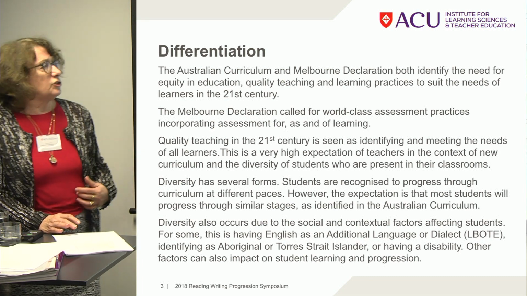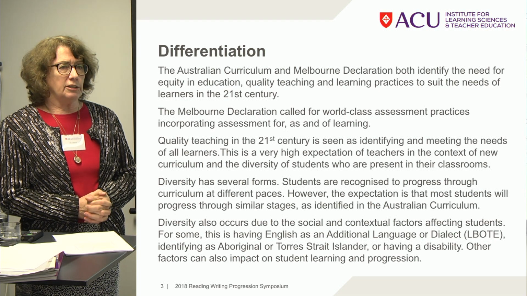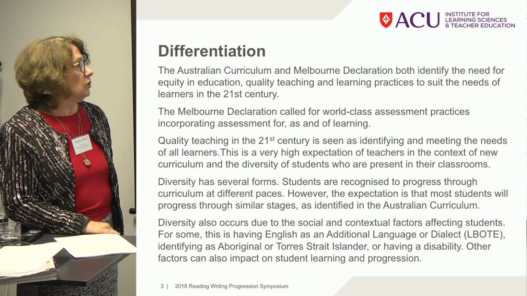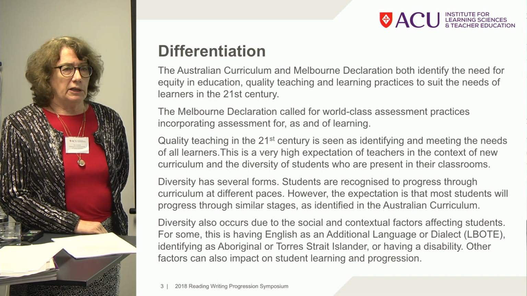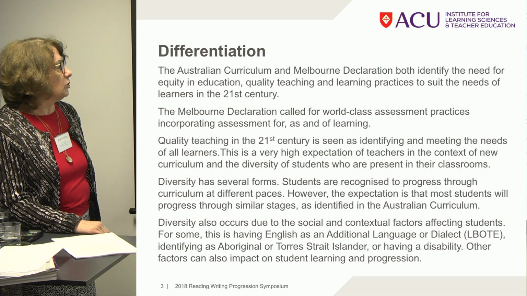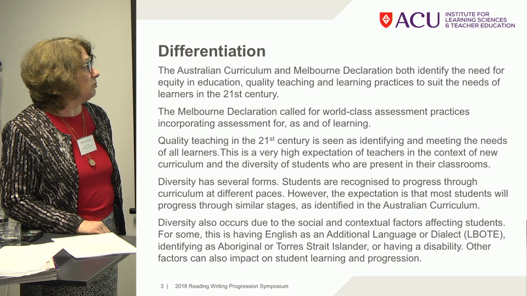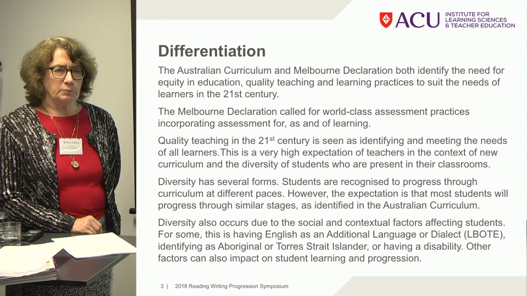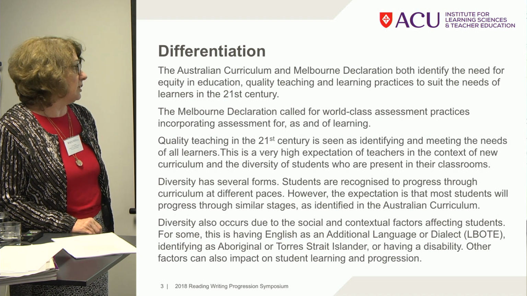When we talk about differentiation, it'll have different meanings. But the Australian curriculum and the Melbourne Declaration both say that we need to have high expectations for all students, that we should be having quality outcomes and expectations for all, and that we should be adapting learning practices to suit the needs of all students. We're also expected to be preparing students for the 21st century with a wide range of capabilities and skills that are not necessarily reflected in some of our core curriculum content. The Melbourne Declaration also asks for world-class assessment practices, incorporating assessment for, as, and of learning. Differentiation to meet the needs of all students is a very high expectation on any teacher with a class of 25 students in primary school, or teaching many students in secondary school in their subject specialisations.